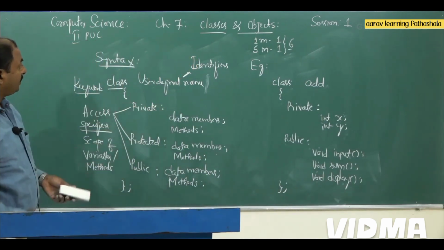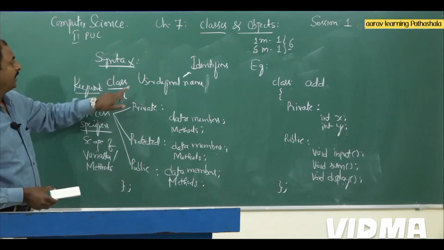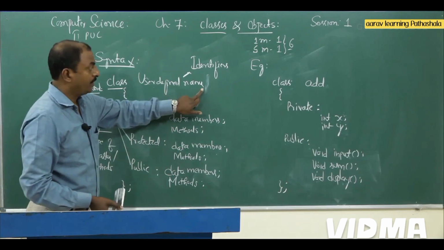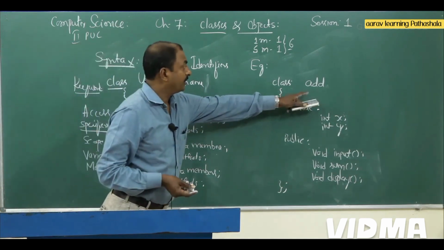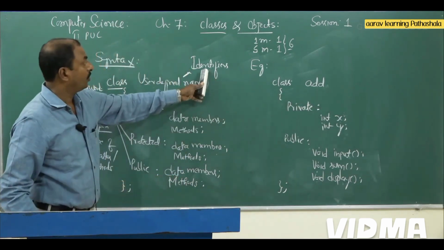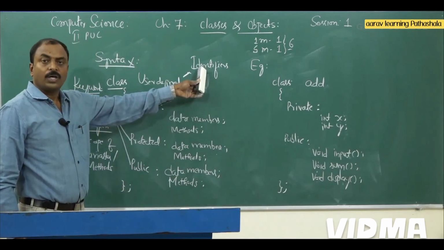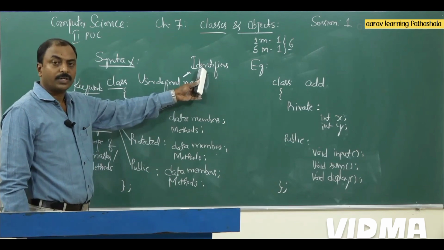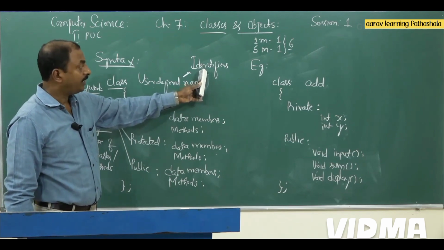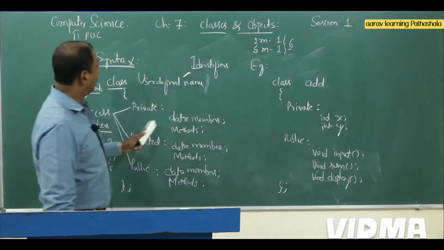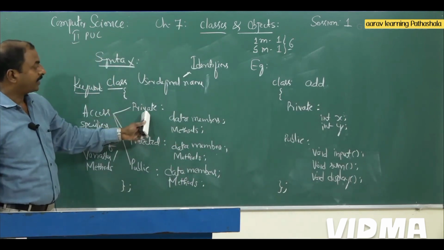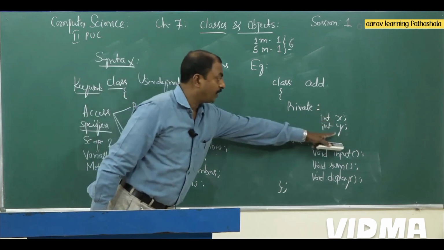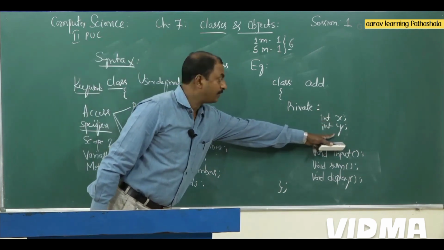So student, this is one more example of how to define a class. I repeat once again the syntax of a class. Class is a reserved word or keyword, followed by a user defined name, in this example add. So it is an identifier, and as I told you already, we have to keep in mind the rules for framing an identifier. Then we write the name of the class, open the bracket, private access specifier, and data members. In this example, x and y are the variables, the data members.